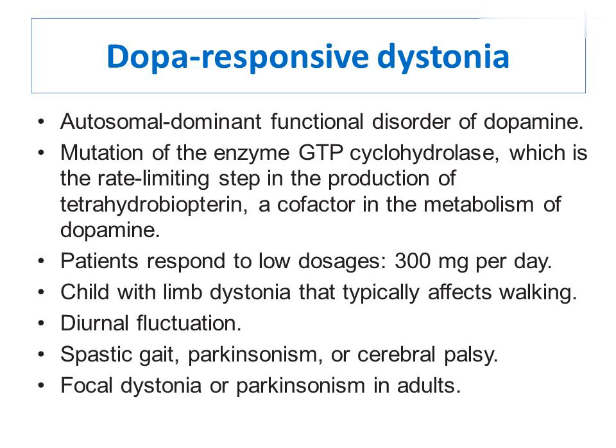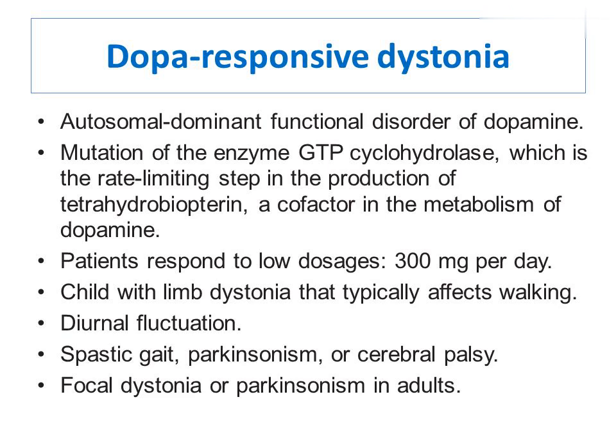Dopa-responsive dystonia. Autosomal dominant functional disorder of dopamine. Mutation of the enzyme GTP cyclohydrolase, which is the rate-limiting step in the production of tetrahydrobiopterin, a cofactor in the metabolism of dopamine. Patients respond to low dosages, 300 mg per day. Child with limb dystonia that typically affects walking. Diurnal fluctuation. Spastic gait, Parkinsonism, or cerebral palsy.